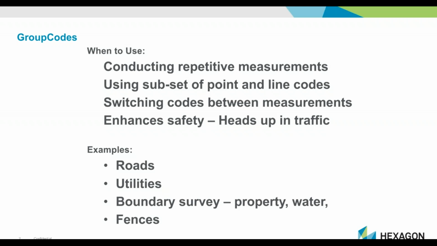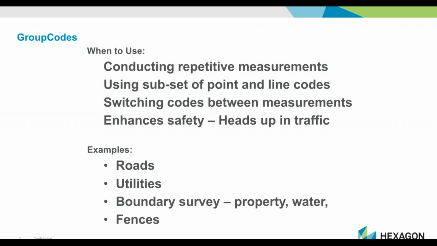Sometimes the point and line code list gets quite long, so searching through can take a little bit of time. If you're switching between codes on measurements, this is a quick way to switch back and forth without having to go through that search. And one other thing that we've heard is that because you can look at the screen and pick your codes quickly, it enhances safety, especially if you're working in traffic areas. It's easy to pick your codes, take your shot, move on.